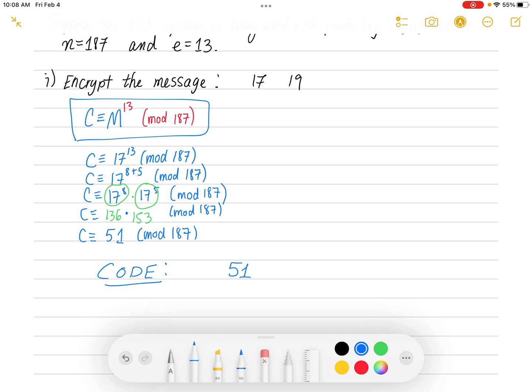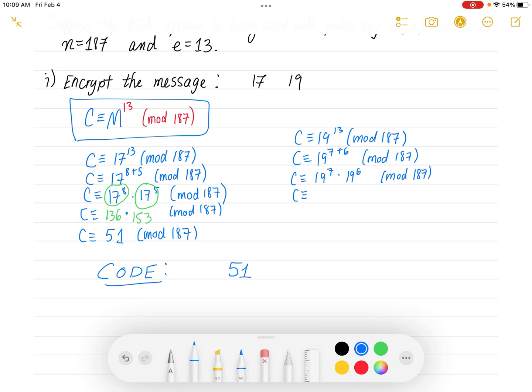Okay, let's do the same thing for 19. So we're going to start with 19 to the 13th power and mod that by 187. Now, how big can I do 19 to what power? 19 to the 8th power is too big. My calculator can't handle it. 19 to the 7th power, can my calculator handle 19 to the 7th power? Yeah. So I'm going to break this into 19 to the 7 plus 6 power, mod 187. So I've got 19 to the 7th times 19 to the 6th, and I can handle both of those.